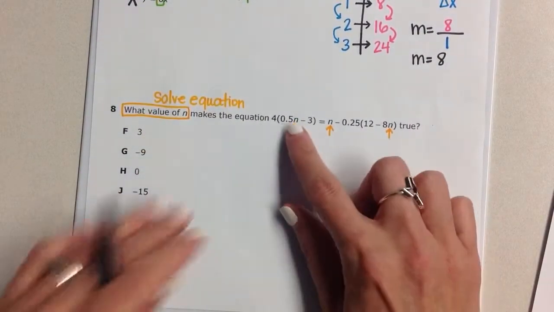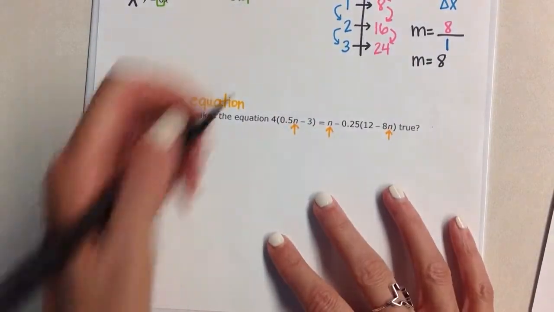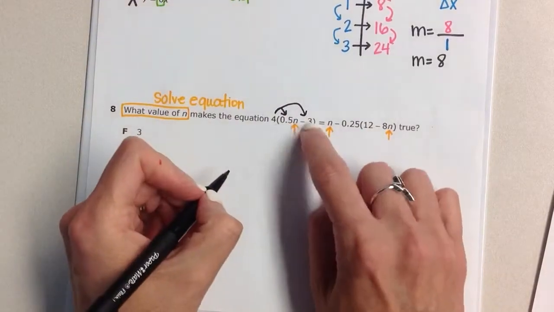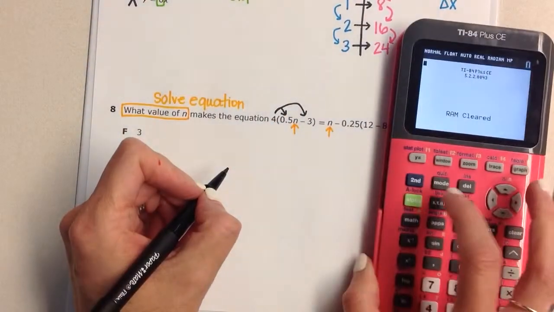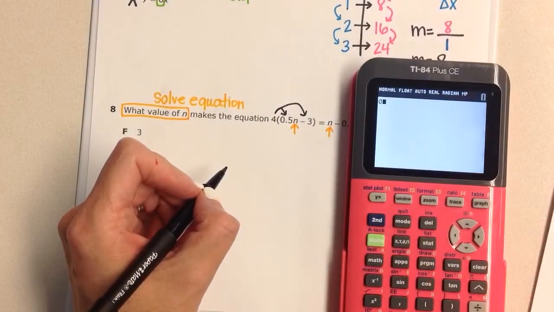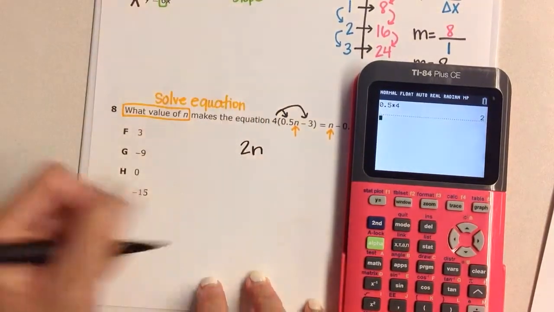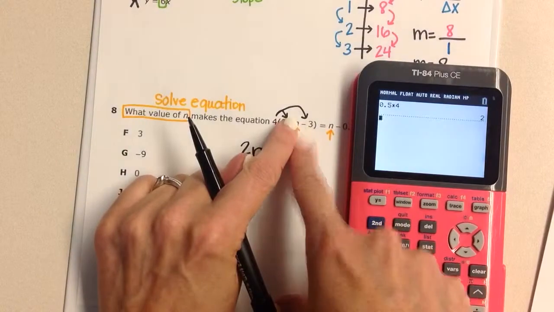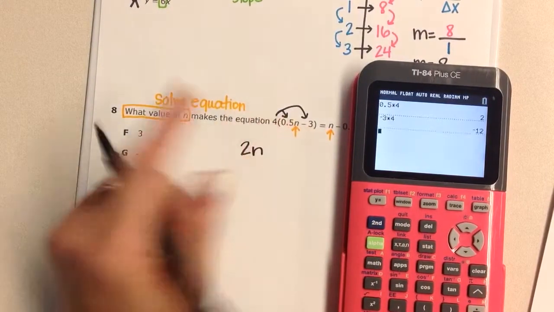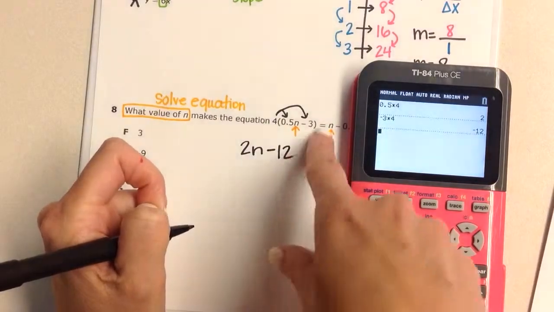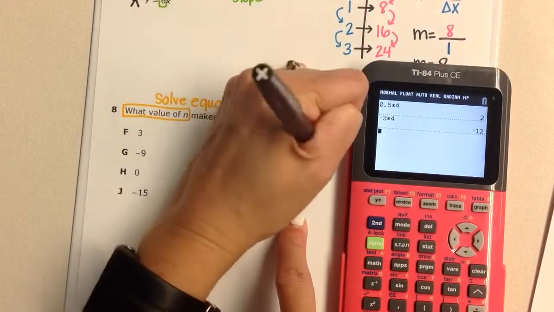So the first thing I need to do is take care of any distribution. I'm going to be multiplying every number inside the parentheses by 4. So I'm going to use my calculator. 0.5 times 4. That is going to be 2n. And then now I have a -3. So I'm going to say -3 times 4. And that's going to be -12. So when I read it together, I'm going to have 2n minus 12 equals n.